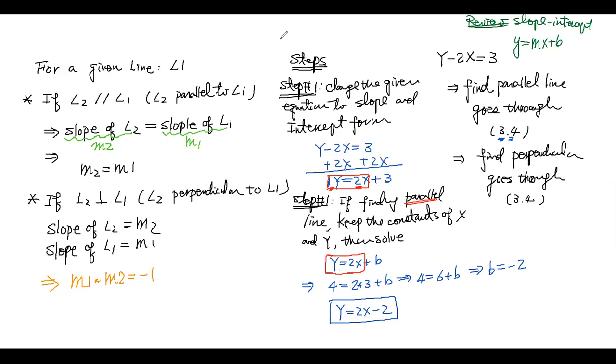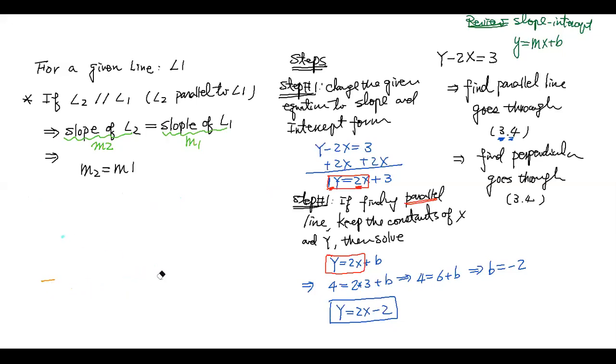I need to erase some here so we have the space to write the step number 3. So this is step number 2, and then step number 3 is here. Okay, if I'm finding, instead of the parallel line, the perpendicular, how do I do it? What is the easy way to do it? Here is the easy way.